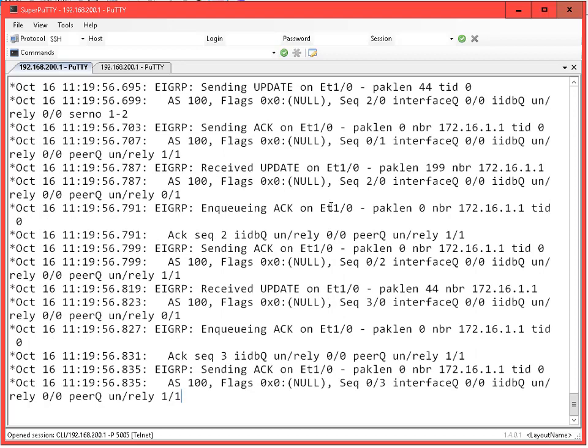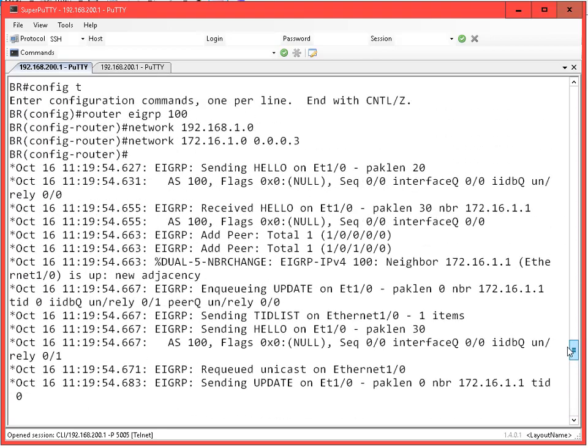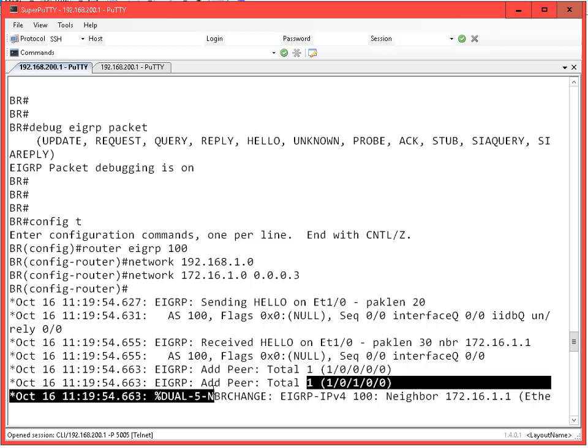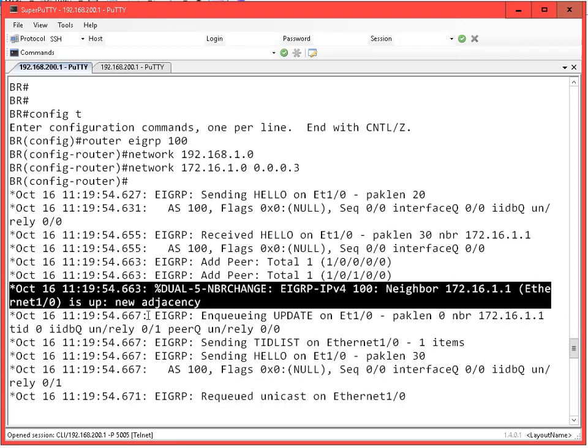All right, so let's do an end and an undebug all and scroll up and take a look at what we see here. So I can see as soon as I hit return, it generated a hello packet. We didn't wait for our 5-second window. We sent basically a triggered hello in this particular case. And I sent that out of the interface. I received a hello on the interface as well. And then I added the peer and my neighbor adjacency formed. Once my neighbor adjacency forms, now I can start sending and receiving routing information.